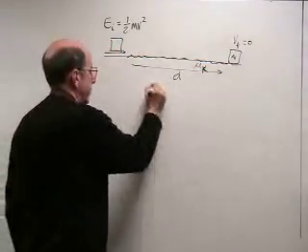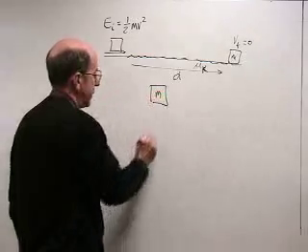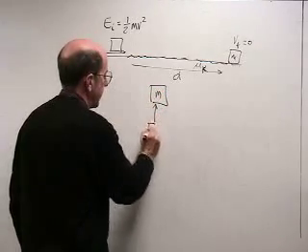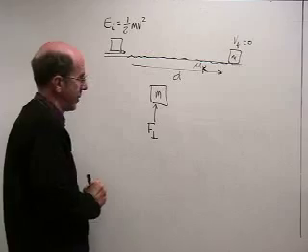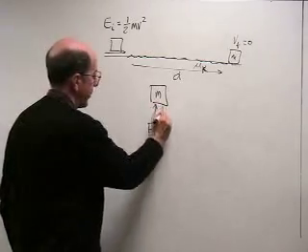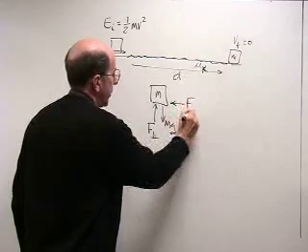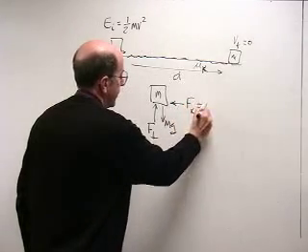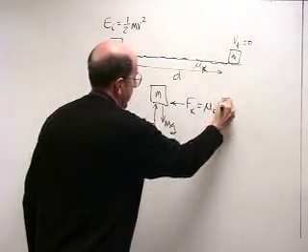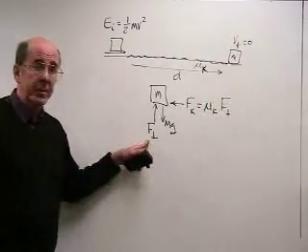So when in doubt, draw the force diagram. There's the mass. There's the perpendicular force of the surface pushing upward. There's mg pulling downward. And then there's the force of friction, the force of kinetic friction. That's equal to mu sub k times this perpendicular force.